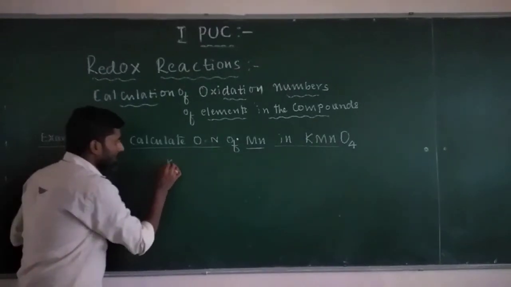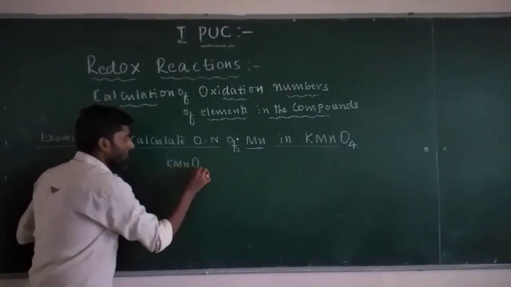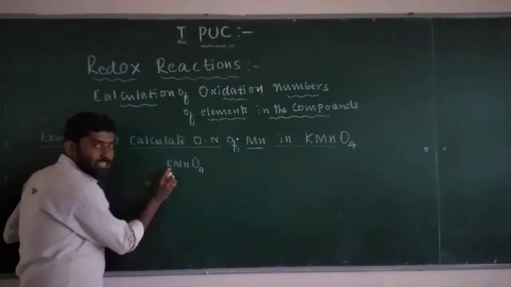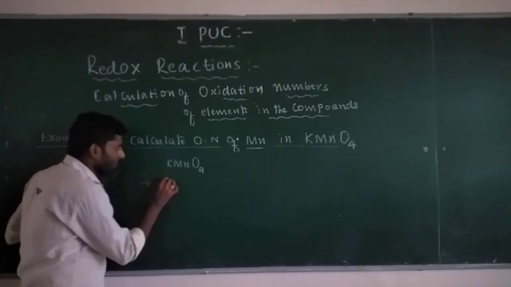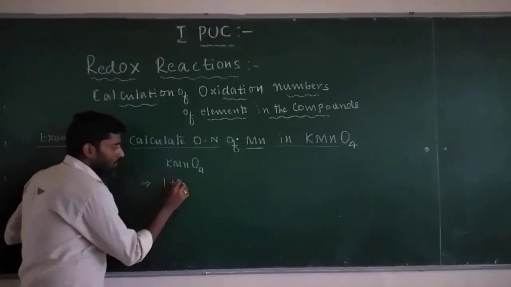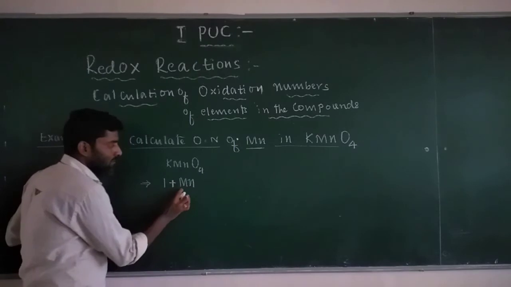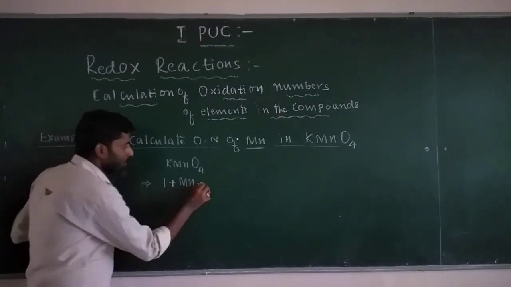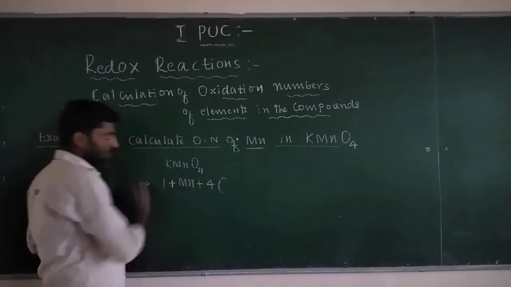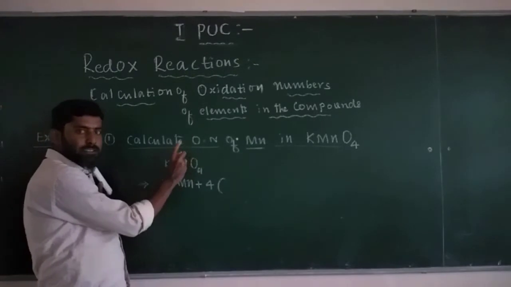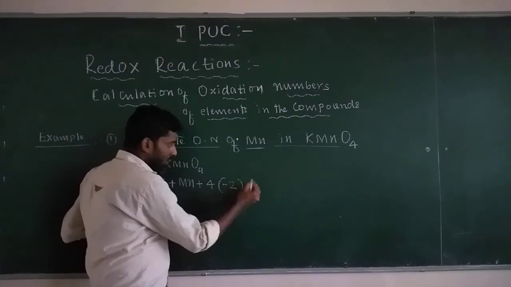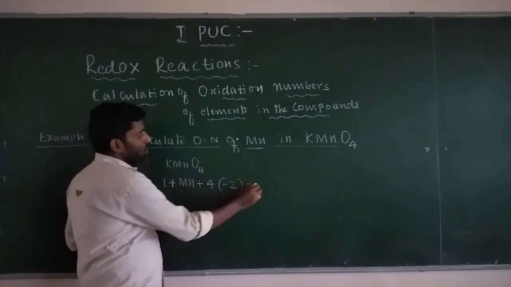So the given compound is KMnO4. Let us find: for potassium the oxidation state is +1. Plus we have to find the oxidation state of Mn, plus 4 oxygen atoms we have. So 4 into the common oxidation state of oxygen in the compound, -2, will be equal to 0.